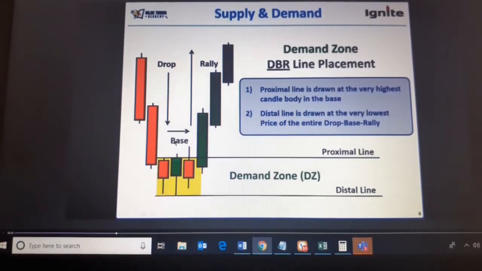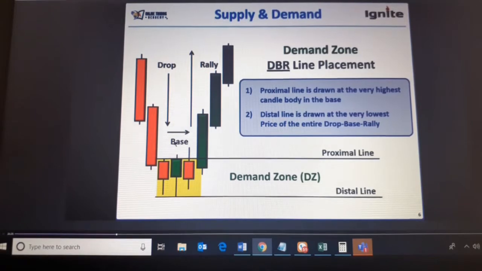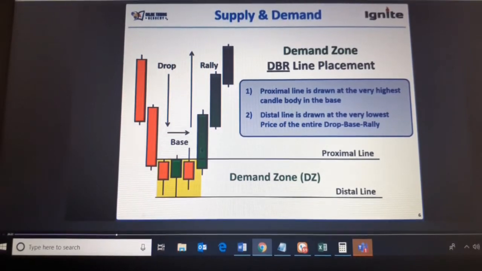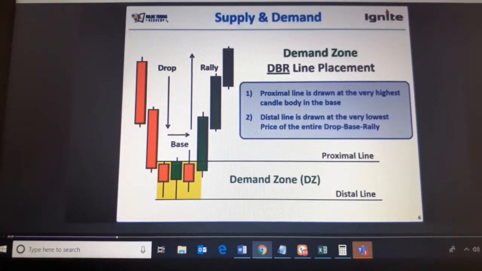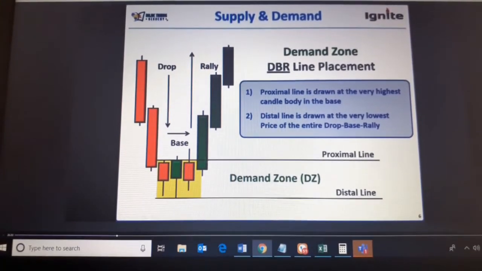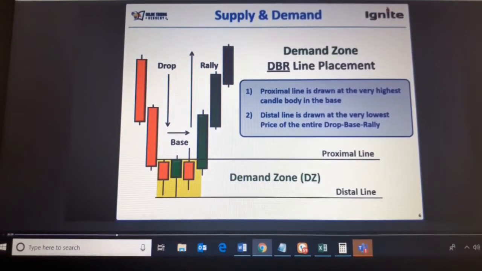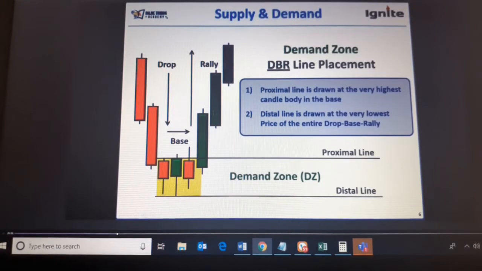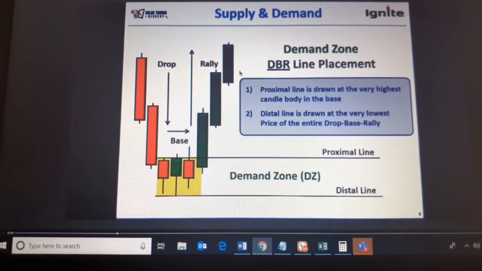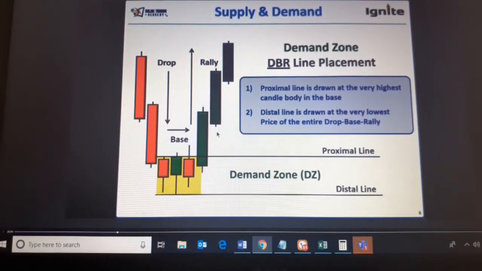Otherwise, you will not get a zone at all. Leg out is a part of a zone. So it is just coming into the proximal line. But the candle that comes after the leg out, the subsequent candle after the leg out, should not touch the proximal line.